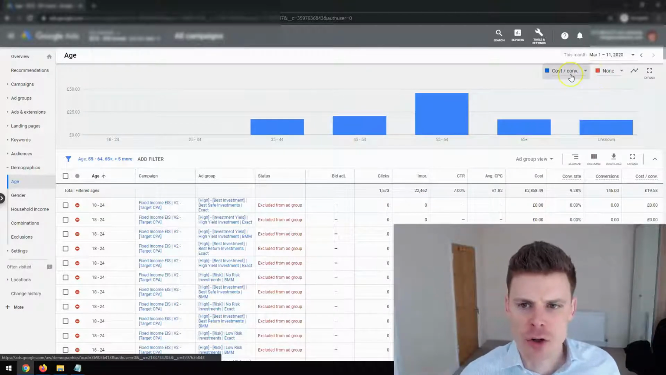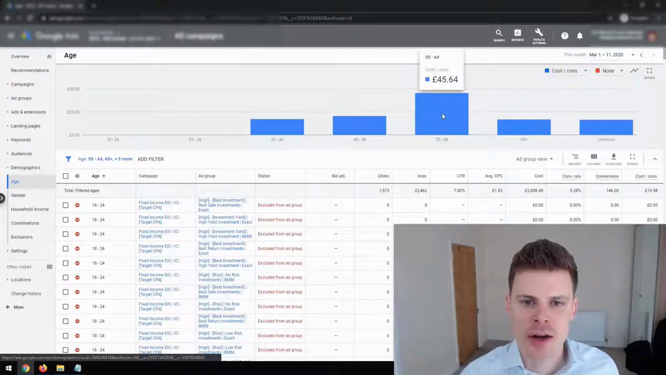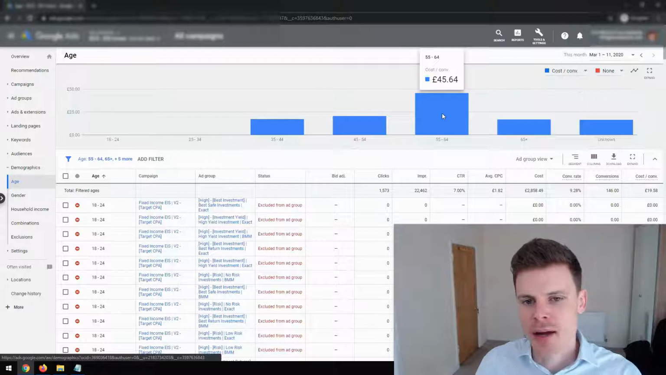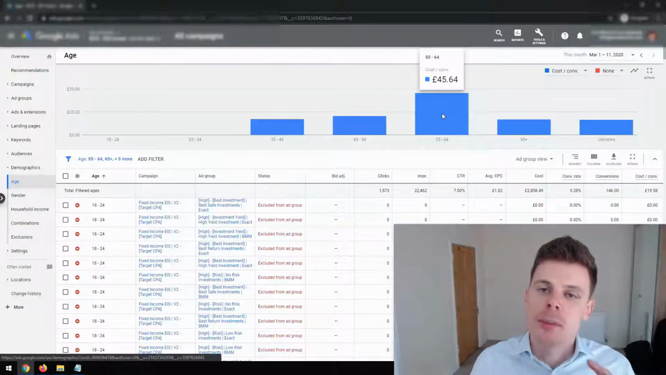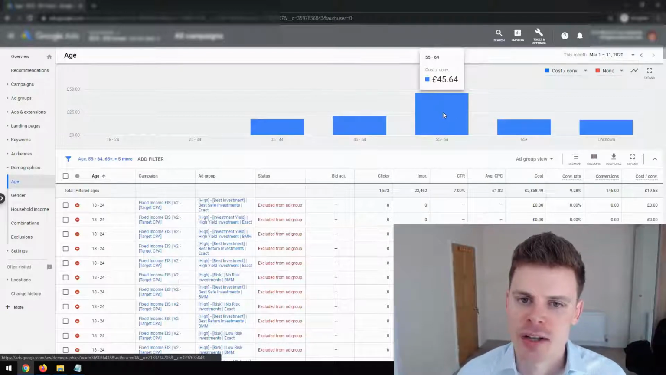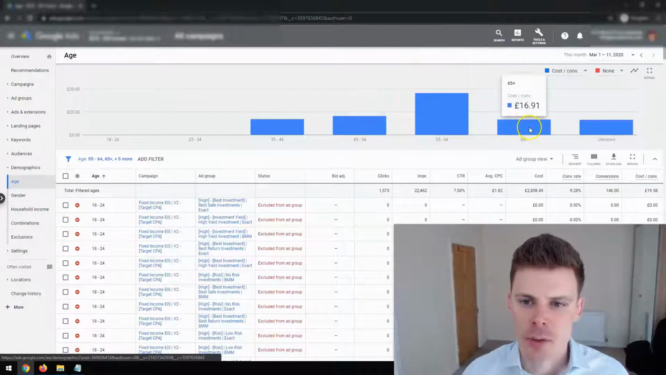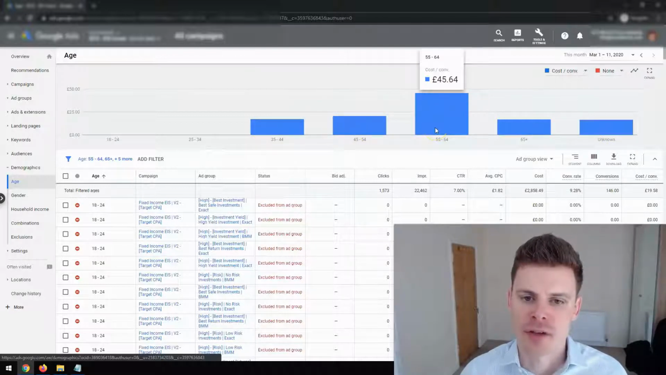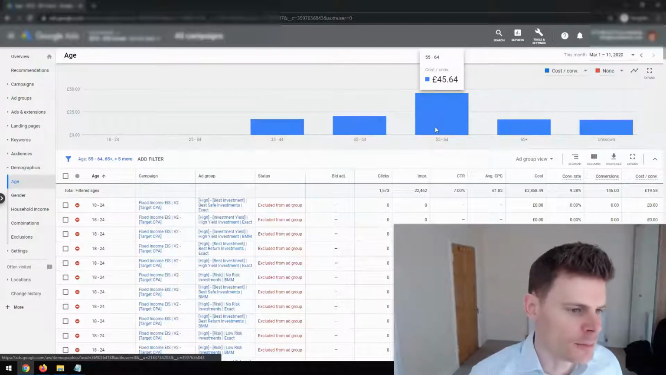So if we take a look at the cost per conversion here, we can see it's very high for this 55 to 64 group. Now, for this client, this is over a short time span, so we're going to see a lot of variance here, but I'm just using this as an example. So we can see here that the cost per conversion is £45. It's double, or more than double what it is for every single other group.